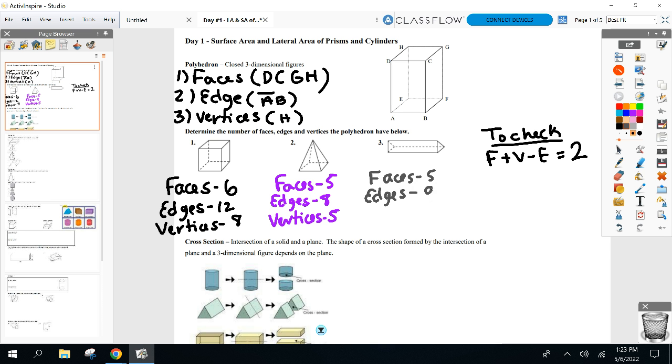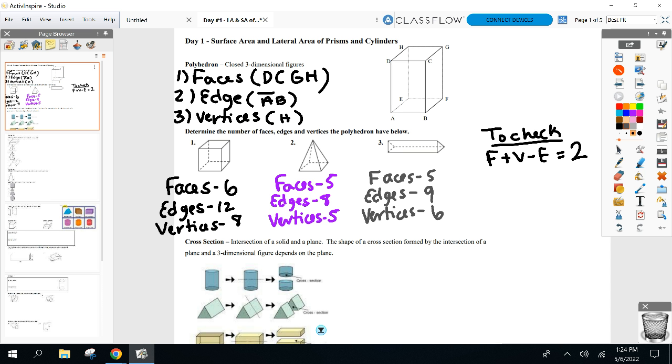9 edges. And how many vertices? Should have 6 vertices. Let's check. Ready? 5 plus 6 minus 9. I don't know. I don't even know. It blows my mind that works every time.